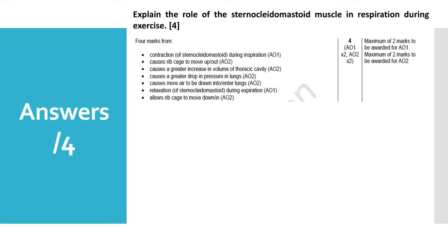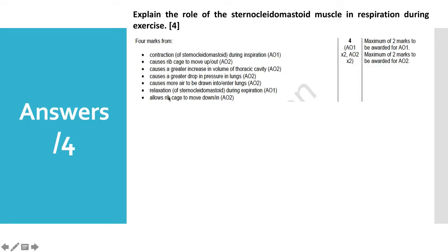Okay. So contraction, sternocleidomastoid. Maximum of 2 marks to be awarded for AO1 and 2 marks for AO2 here. So contraction, AO1, AO2 is your explanation. So what's the impact of that contraction? Well, of course, the ribs move up and out more. Increased thoracic cavity, decrease in pressure.